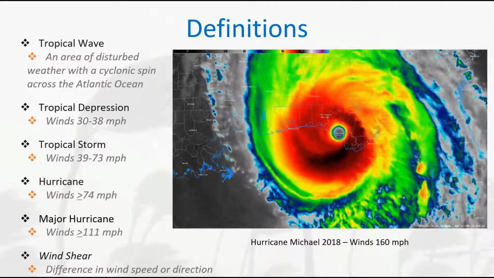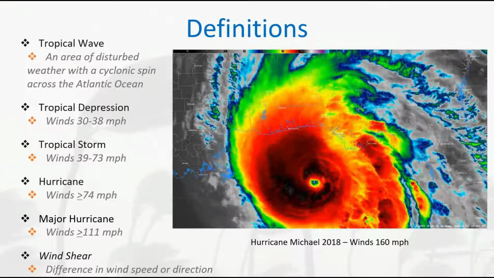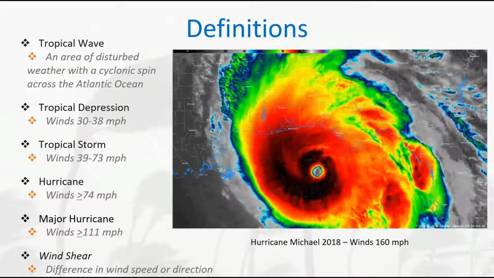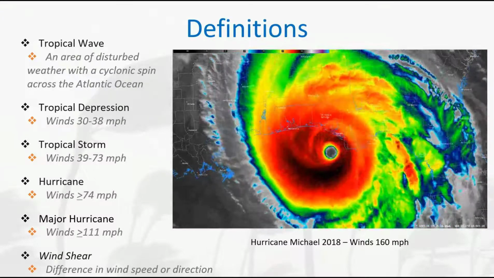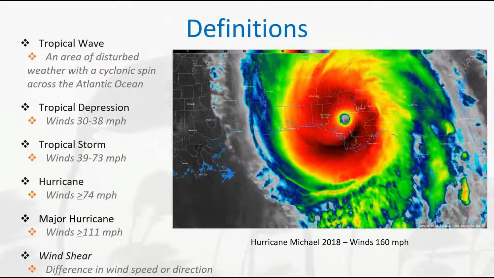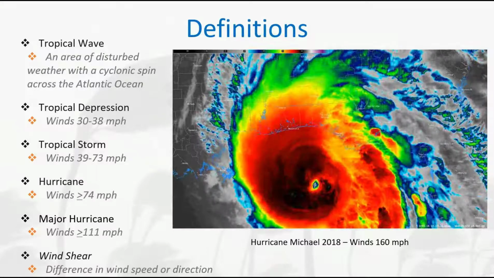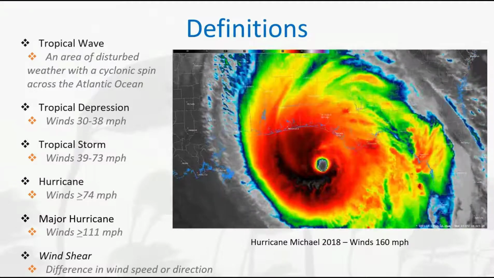It is not until the system strengthens and sustained winds reach 39 miles per hour that a name is given, as it becomes a tropical storm. Once sustained winds reach 74 miles per hour or greater, the system will then be considered a hurricane. And when the winds reach 111 miles per hour or greater, it will be considered a major hurricane.